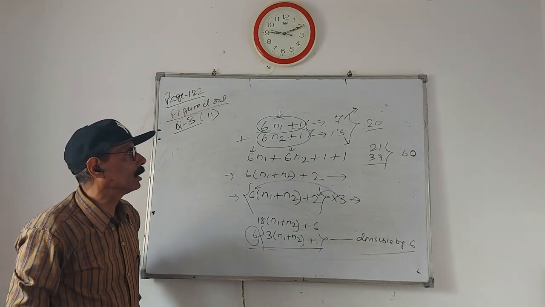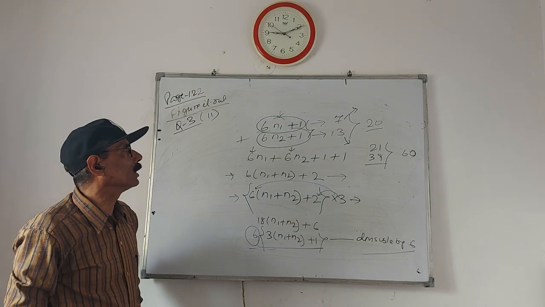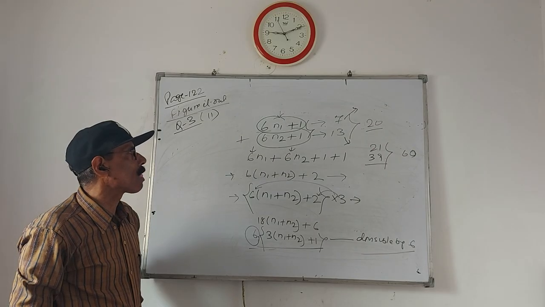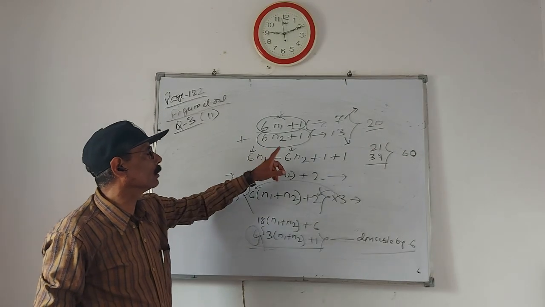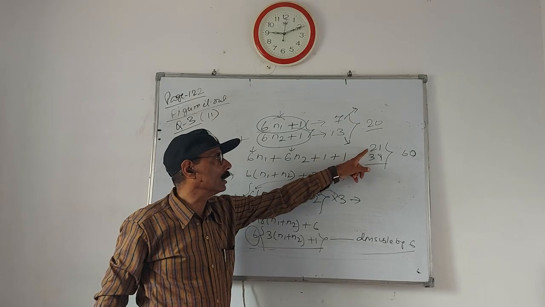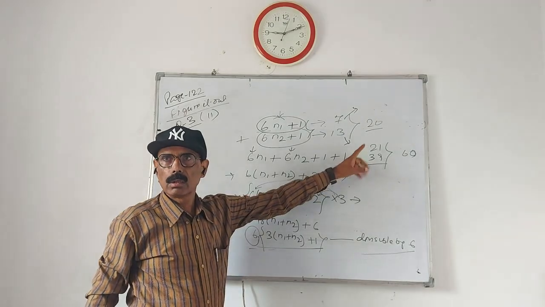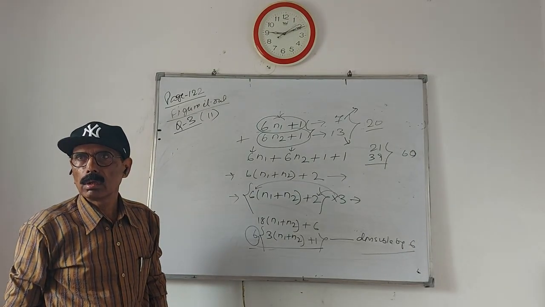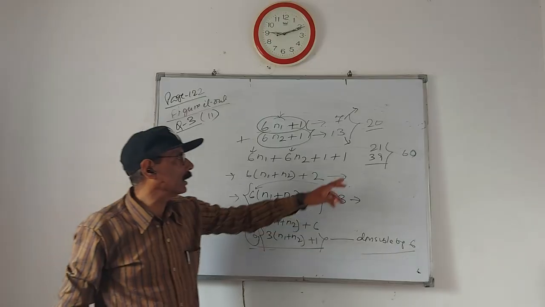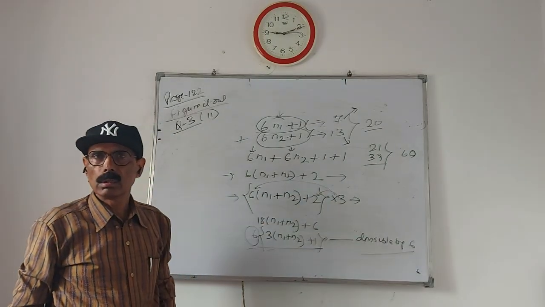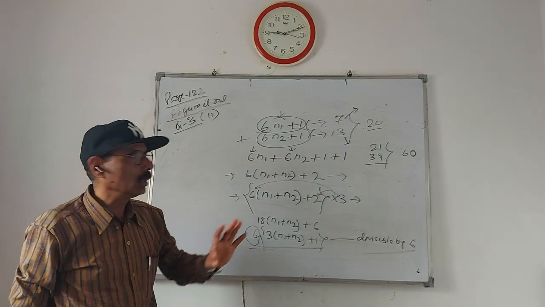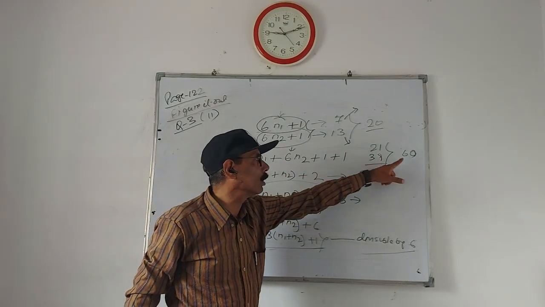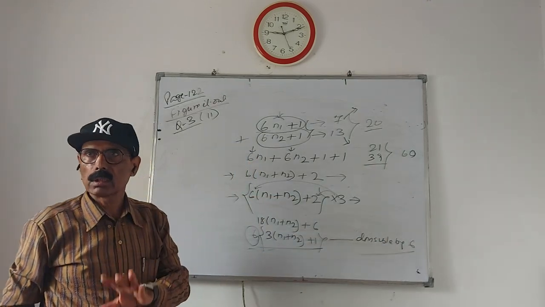No, it will not be correct. See, if we do 3 times the number, then 21, is it divisible by 6? No, 21 is not coming in the 6 table. 39 is not coming in the 6 table either. These two numbers are not divisible by 6, but the sum of these two numbers is divisible by 6.